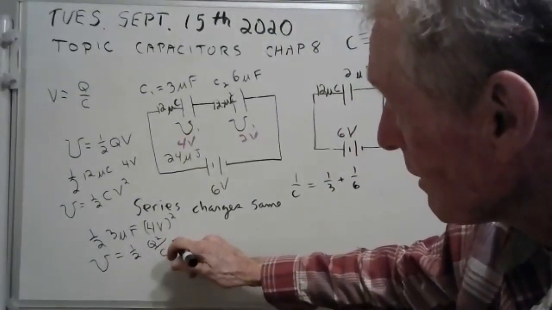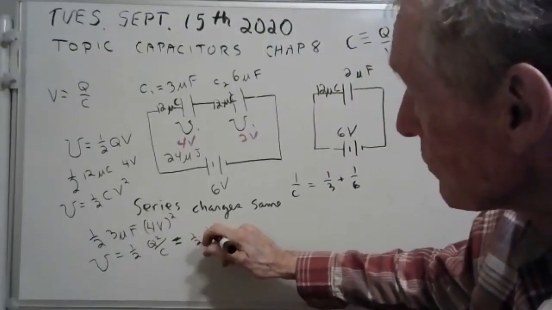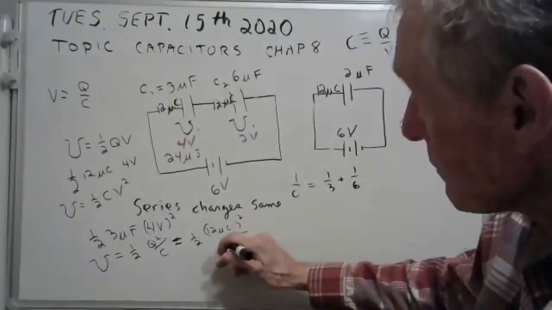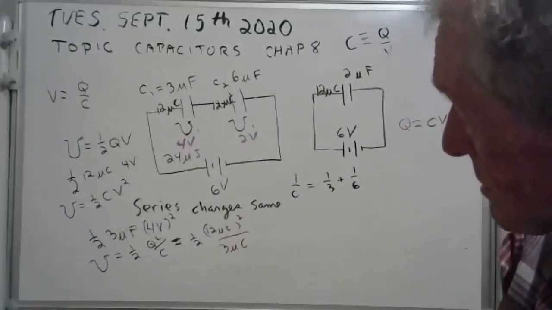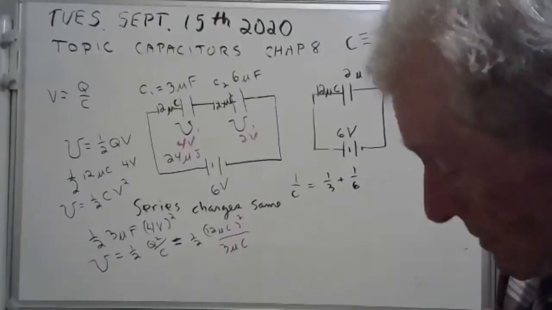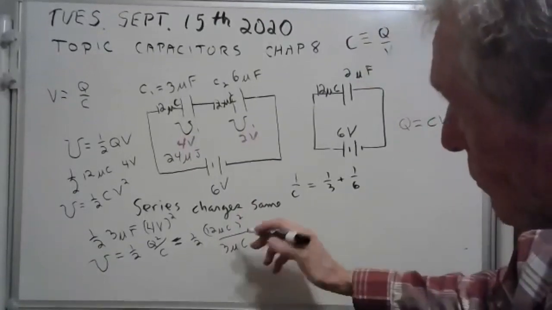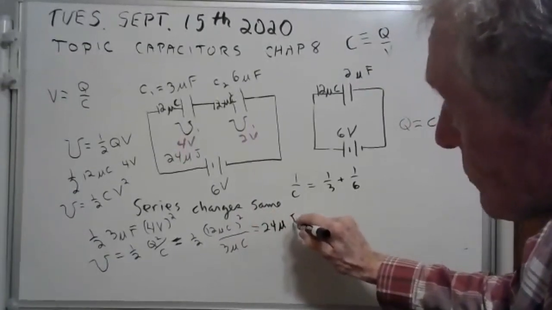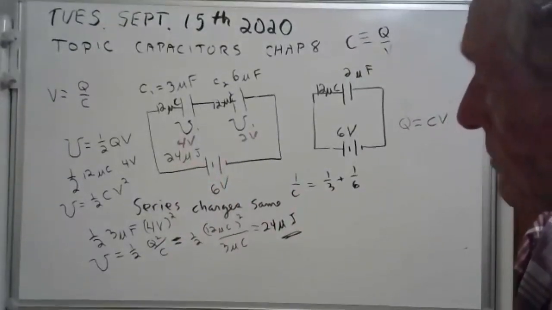What's 1/2 of 12 microcoulombs squared over 3 microcoulombs? Gee, it's 144 over 6, isn't it? What's 144 over 6? You know what? It's 24 microjoules. You get 24 microjoules no matter how you do it. You get the same answer each time.